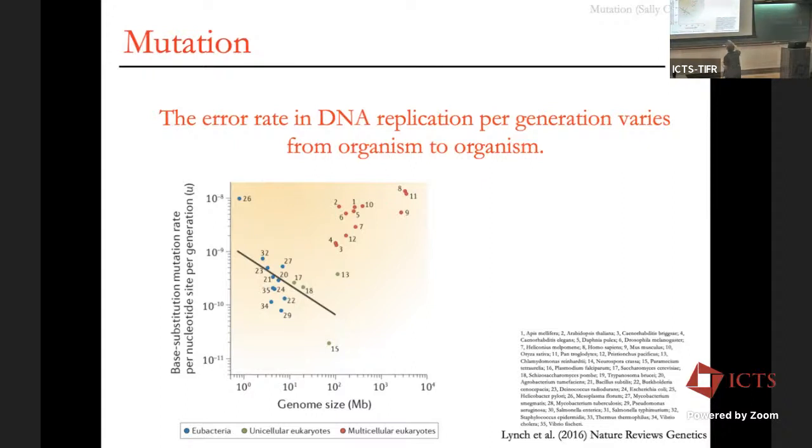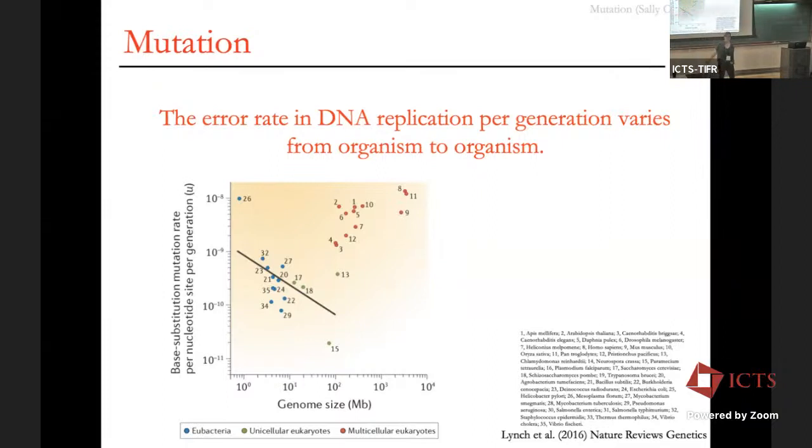So this is showing the DNA error rate, the base substitution rate per nucleotide site per generation. And the reds are us and other multicellular organisms. Oh, this is too small. Which one is us? Anyway, one of the red dots is us. 8 is us. We're not very good. And then the blue and the green are single-celled organisms, eubacteria and unicellular eukaryotes.